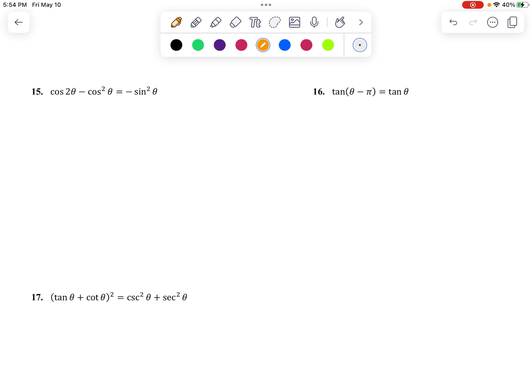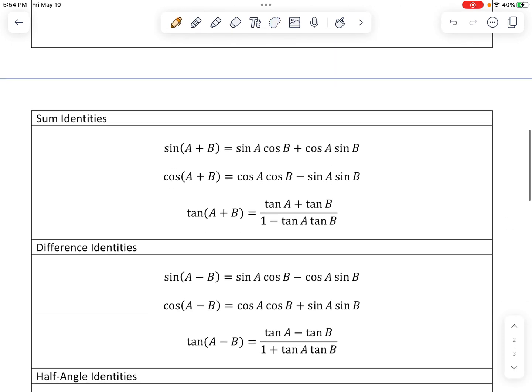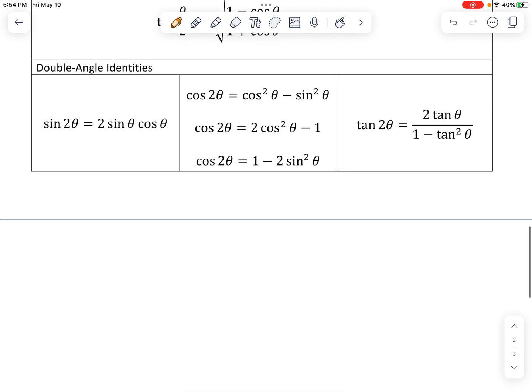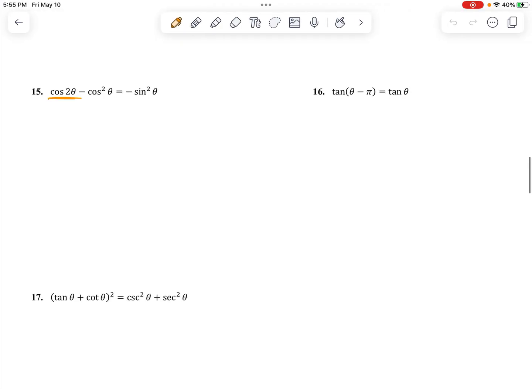Okay, question 16. Cosine 2 theta minus cosine squared is equal to negative sine squared. I have a situation where my angles are not the same. Specifically, I see a cosine of 2 theta, which makes me think about my double angle identities. Except cosine of 2 theta has 3 different things it can become. So I have to make a decision on which is best. All 3 will work, but which is best?